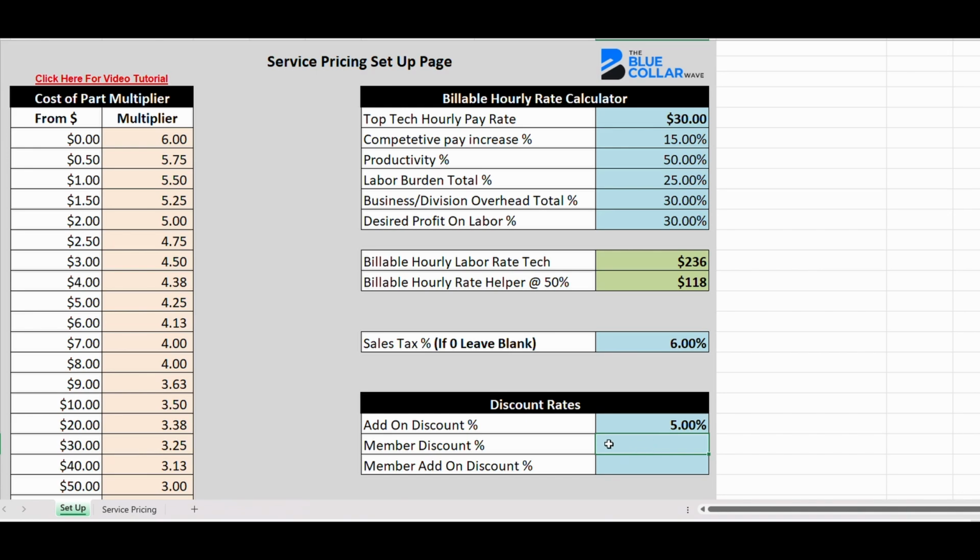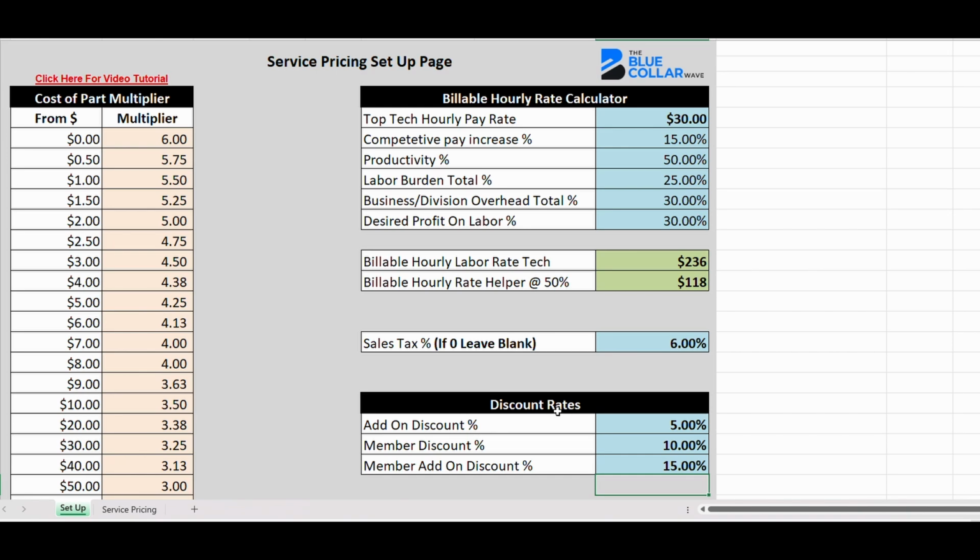Member discounts, if you have maintenance agreements, maintenance memberships, things of that nature, a lot of times those memberships come with discounts. So if a client has a service or a repair, they will get a discount because they are a member of some sort. So typical membership discounts are 10%. Yours may be different. And then the member add-on, same scenario as the add-on here, but the member add-on is an additional discount because you're a member. So we'll say 15% is the member add-on discount.